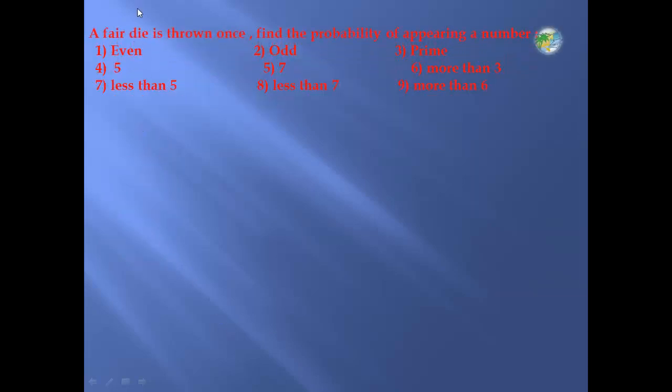Another question. A fair die is thrown. Find the probability of appearing number: even number, odd number, prime number, less than 5, less than 7, more than 6. Just 1 minute to find the answer to this question. Write the sample space of the fair die, 1 2 3 4 5 6, and try to answer the question. Try, primary 6.